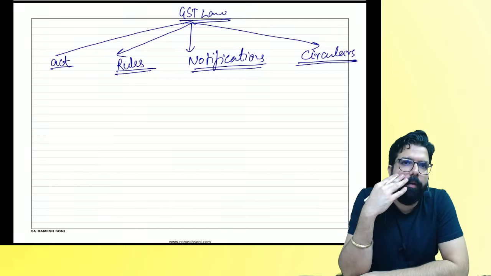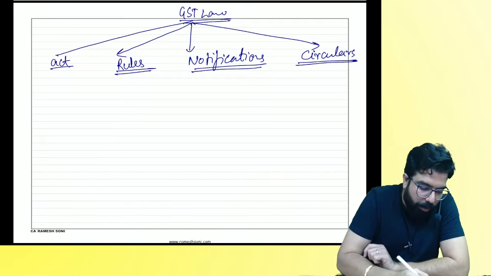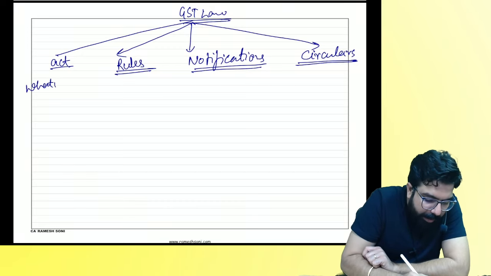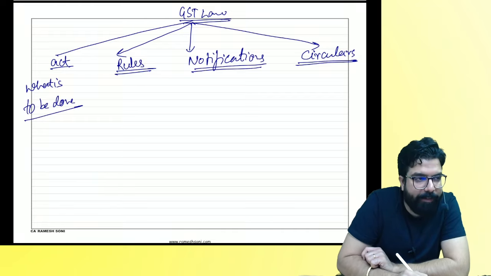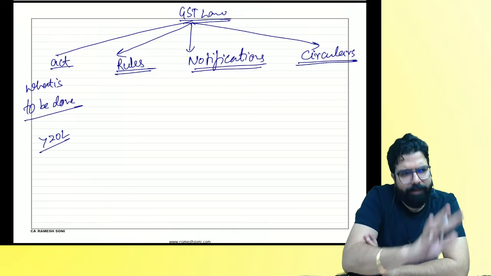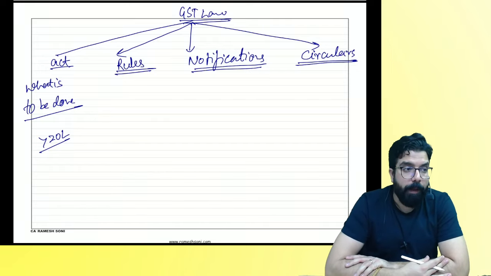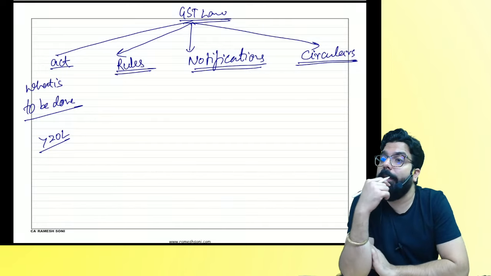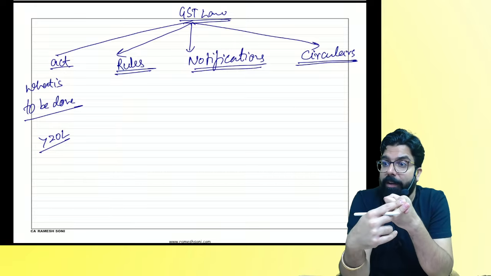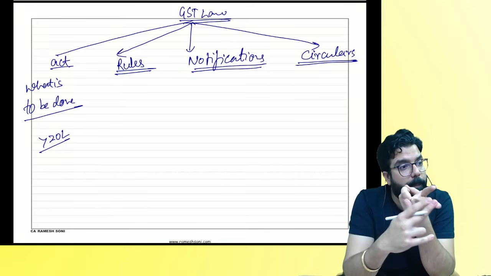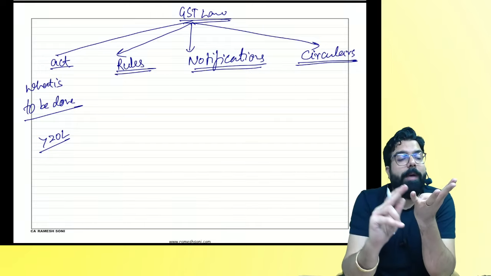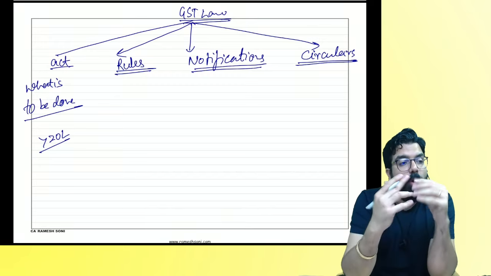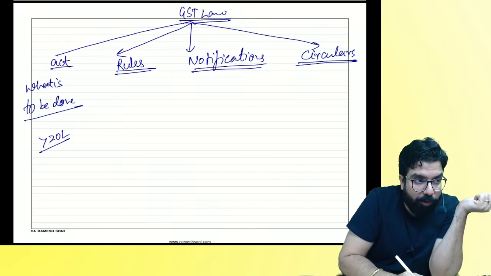Act. Act will tell you what is to be done. Act told you that you have to take registration when you cross, for example, 20 lakh. Now, how is registration to be taken? Which form has to be filled? How many days should I apply within? How will the officer do verification? How will my registration certificate be given? All those. So Act will tell you what is to be done.